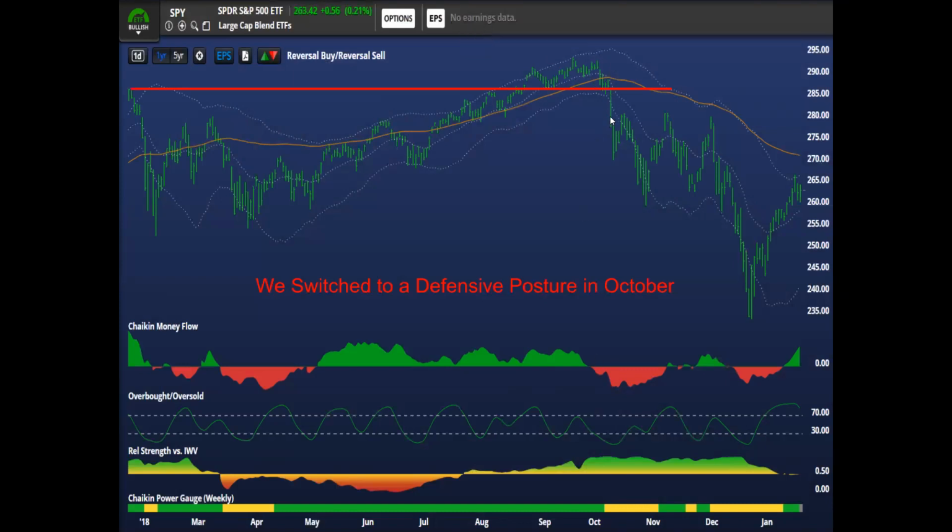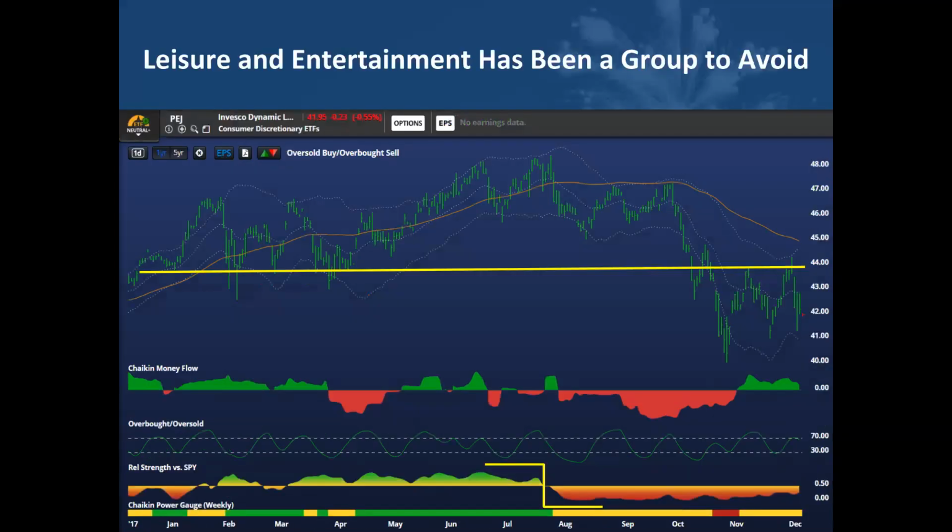When we broke through this key level, I started writing about it in my note to Chaikin Analytics clients, which you'll receive on a daily basis when you become a Chaikin Analytics member. I advised switching to a defensive posture, looking for bearish opportunities and favoring the groups that do well in a bearish environment, while keeping stock selection and the tools that we use in place to identify the best opportunities. So one of the areas that we said to avoid was the leisure and entertainment group.